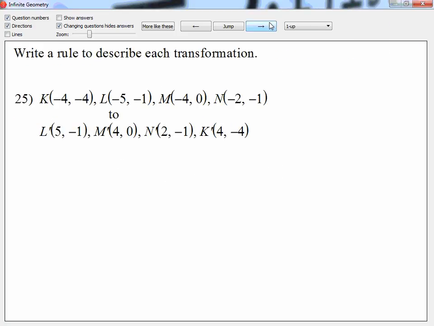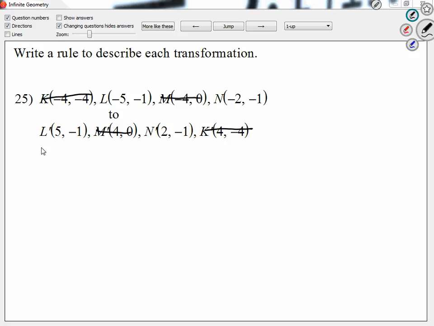Let's take a look at number 25. Write a rule to describe each transformation, and I'll say point K is not good to follow. The reason why, because the x and the y value are the same, so I cannot tell whether they flip x and y. Point M is not good either, because there's a 0, and I would not be able to tell whether it changes sign or not. So in my case, then we follow L.